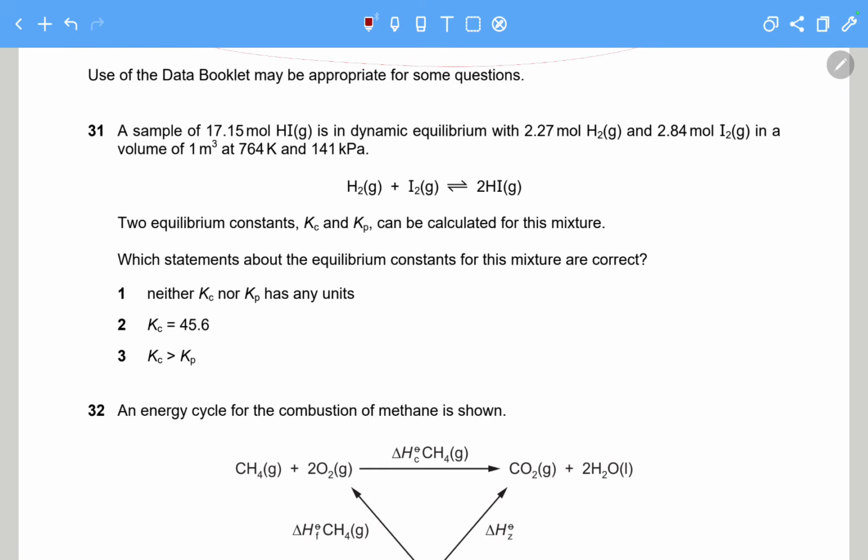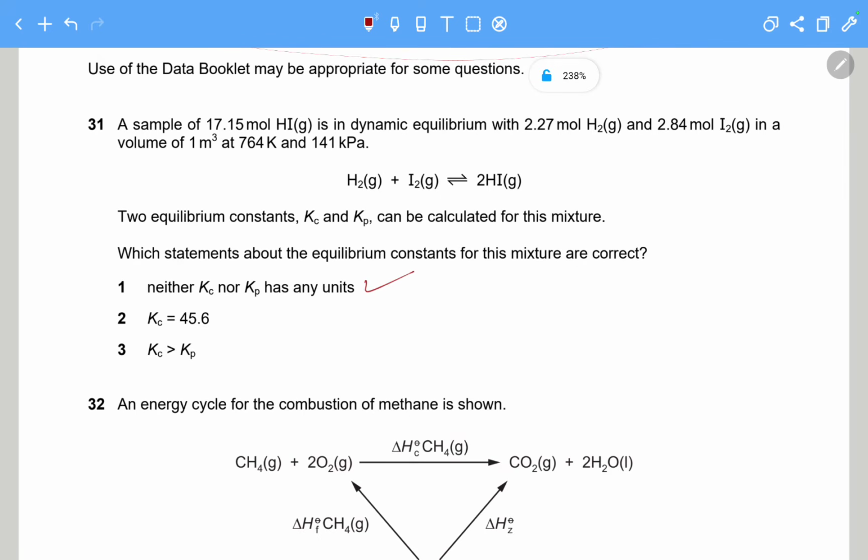Which statements about the equilibrium constants for this mixture are correct? Neither Kc nor Kp has any units. That is true because you have HI squared on the top and H2 I2 in the bottom. So overall you have the same number of units on top and bottom, and therefore they will cancel out and they won't have any units.